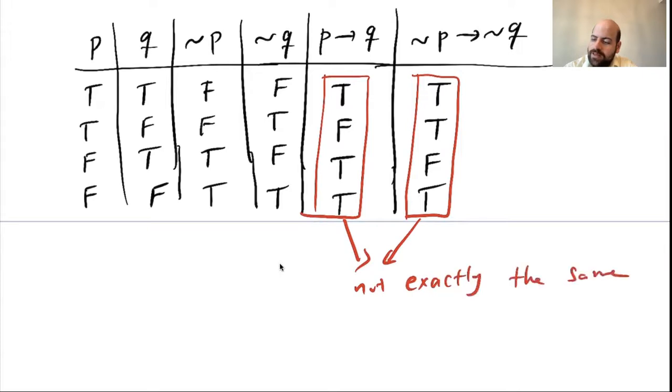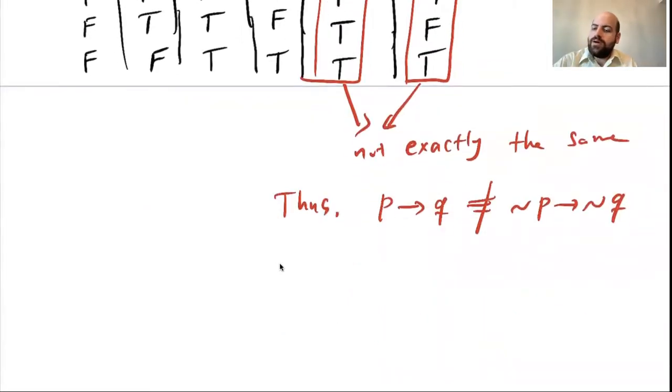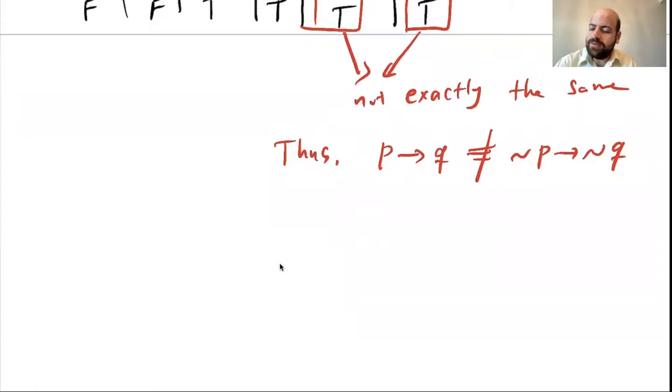So what does that mean? That means P implies Q. So let me say thus: P implies Q is not equivalent with negation P implies negation Q. All right, now the last case where we have the contrapositive. So, example of contrapositives.